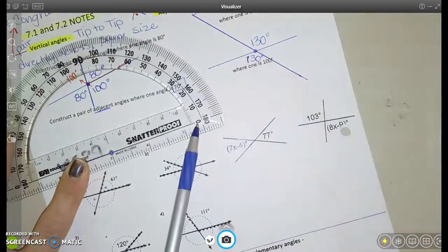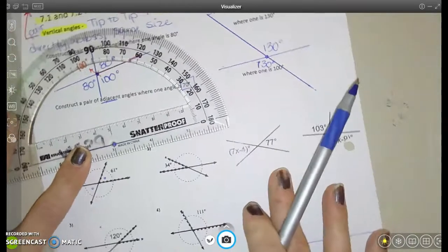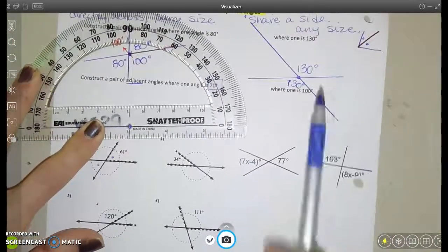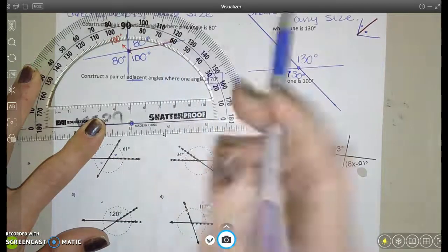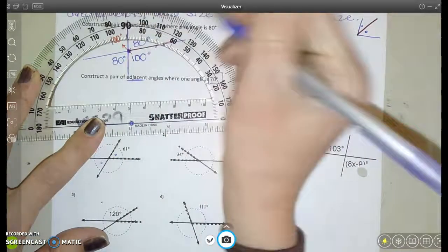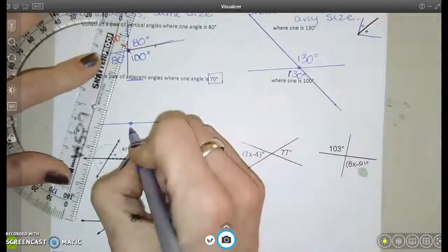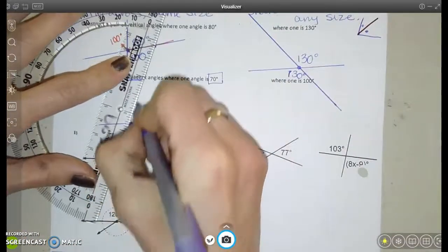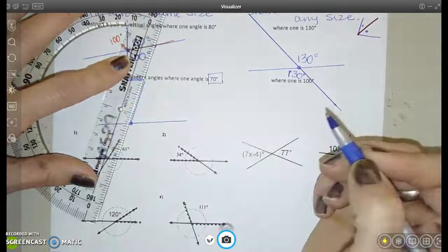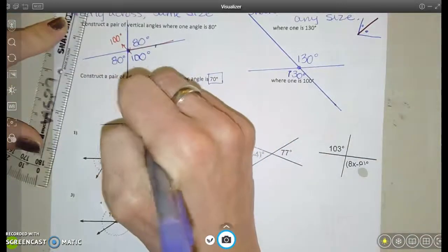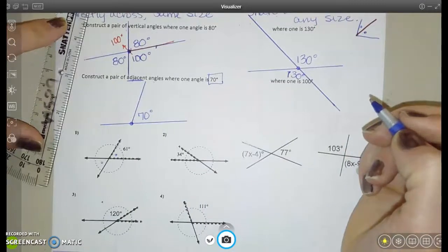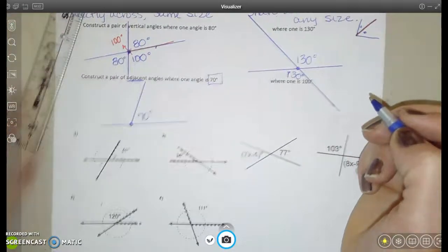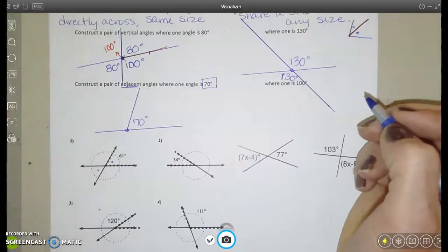Decide which way I want my angle to open. Make that a little straighter for you guys. And start at zero and count up to 70 and make a mark on my paper. Use the ruler edge of my protractor to make a straight line there and label the angle I just drew. Okay. All right. Well, I need another angle next to it.